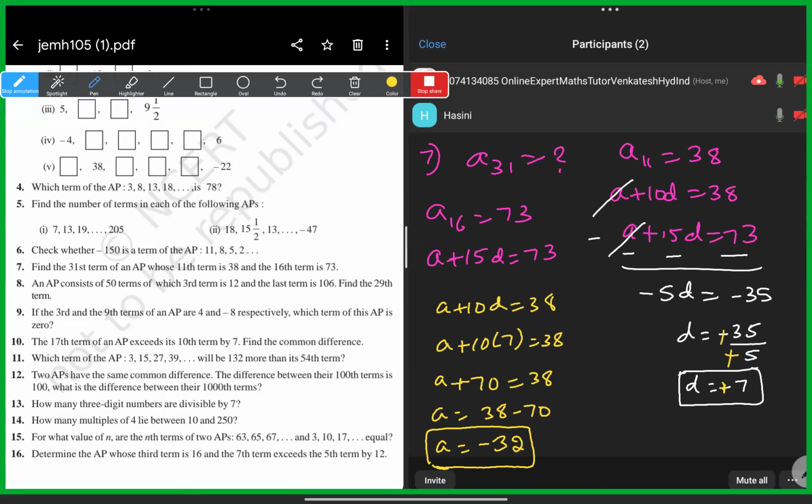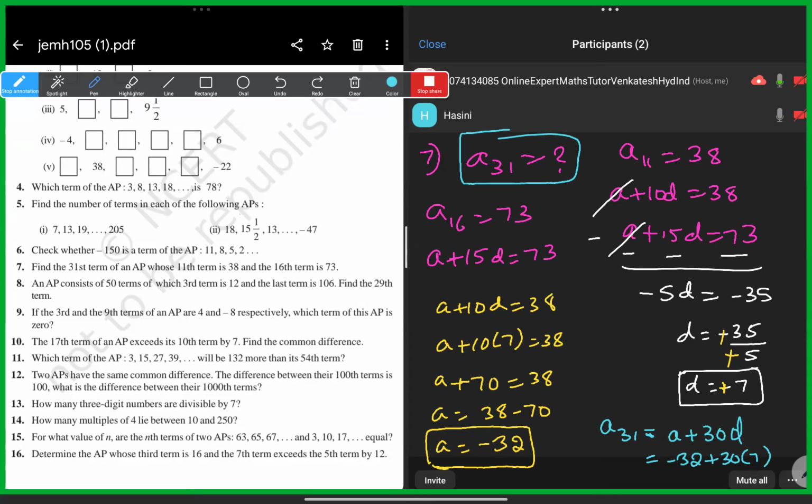Now finally, what we should find out, Hasni? A31. A31 means it's nothing but A plus 30D, because AN is equal to A plus (n minus 1) into D, and here n is 31. So A is minus 32 plus 30 into D, which is 7.